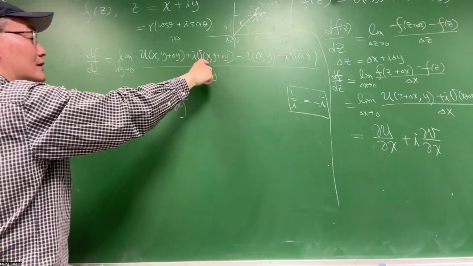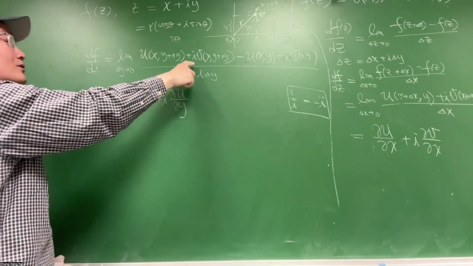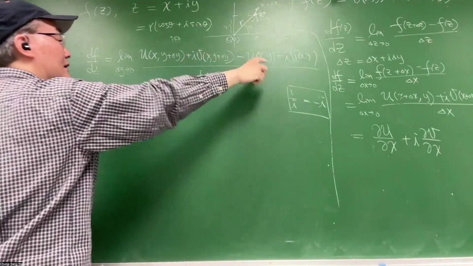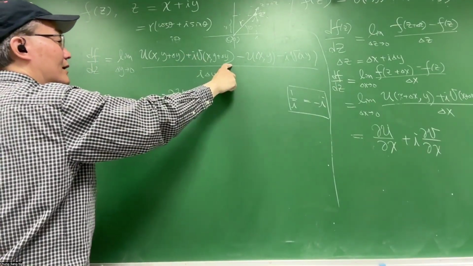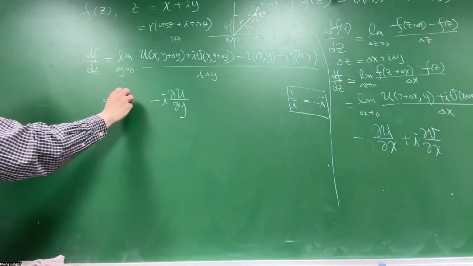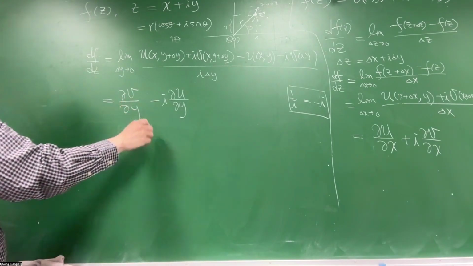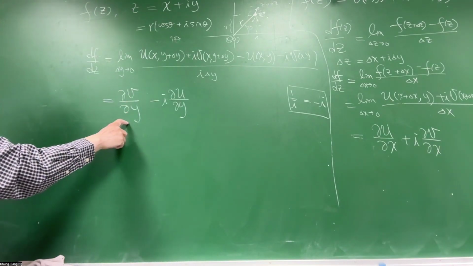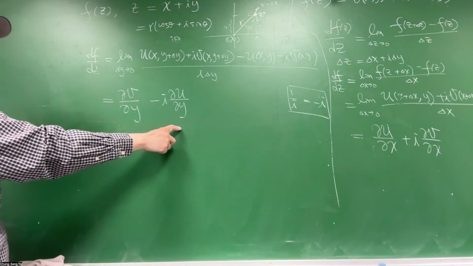Now for the v, this minus that, there's an i here, but there's an i in the denominator, so the i's cancel. So for v, this one minus that one divided by delta y, by definition, is partial v partial y. That's in the real part. The real part is partial v partial y. The imaginary part is minus partial u partial y.